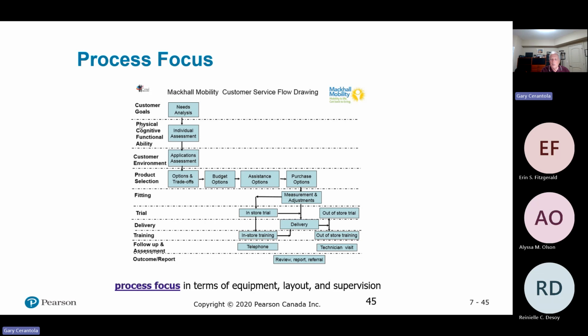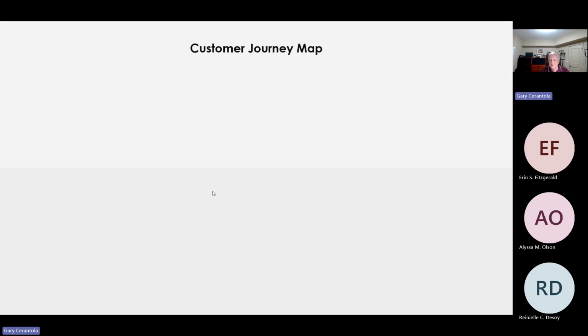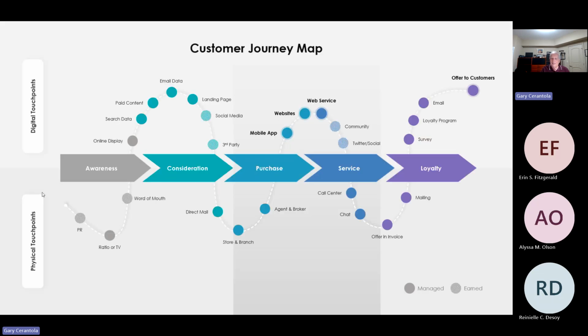This is just an example of another way of doing a process chart, and they call these swim lanes. So you can see for different functions, there's different steps going through. This is one piece of work I did with MacHall Mobility, and once we did this with their employees, they totally understood what was going on, and then they can say, "Oh, we need to improve this," or "Oh, yeah, we need to improve the delivery," and that's really what helps.